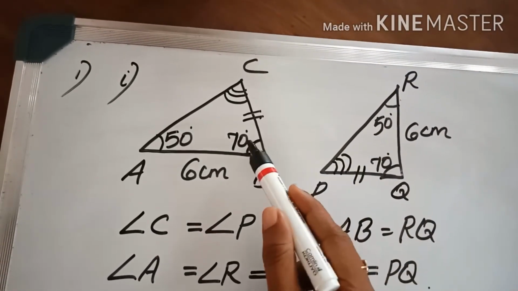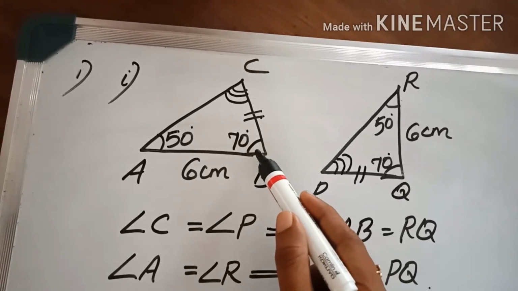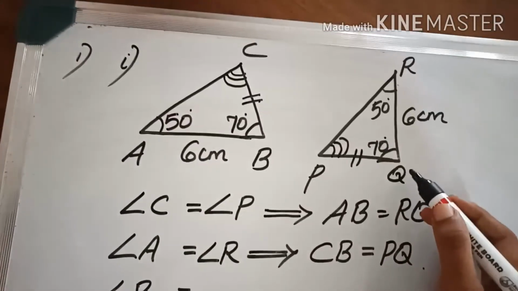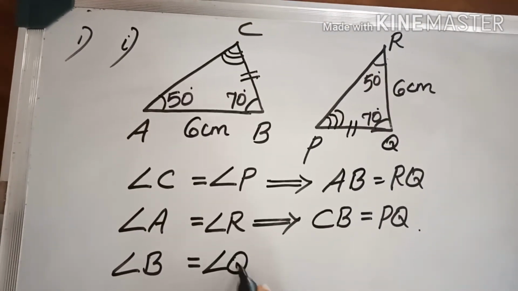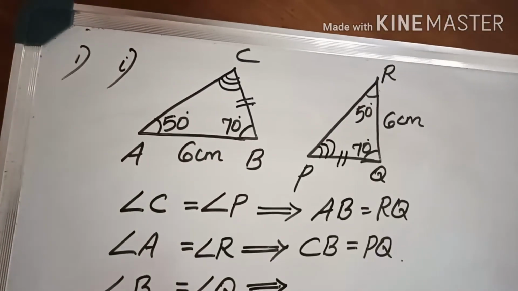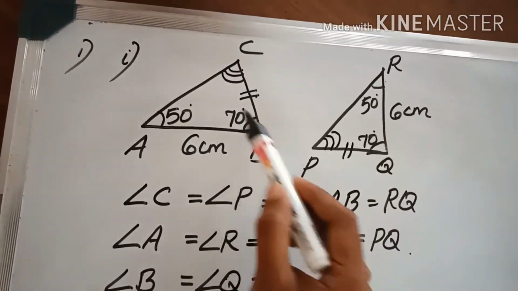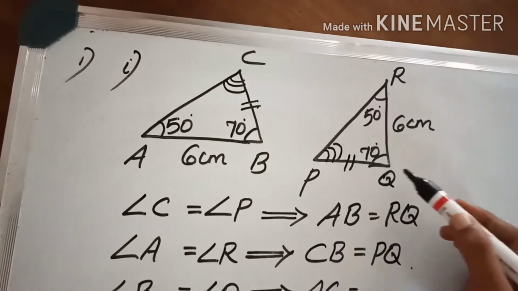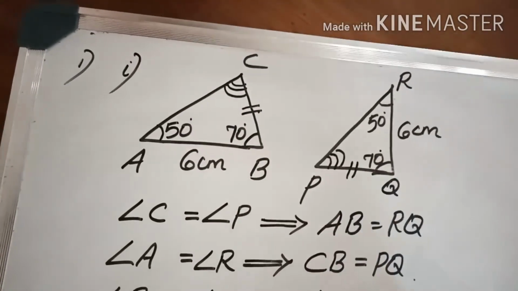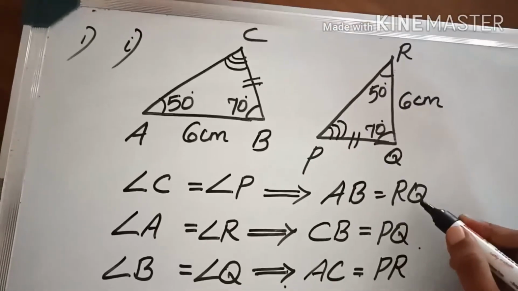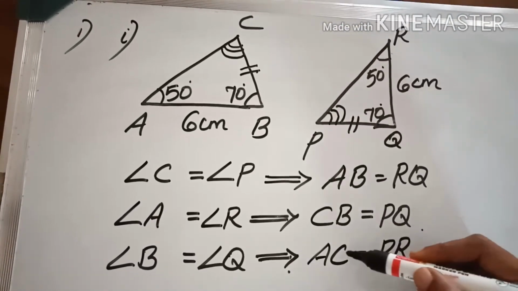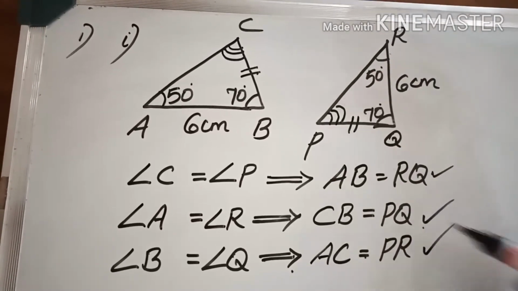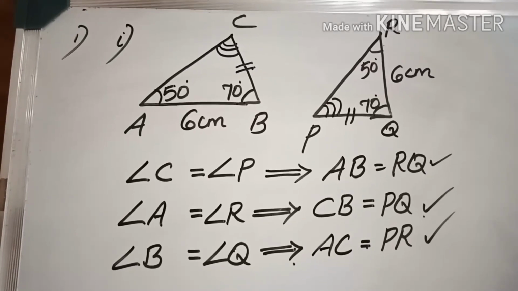Now the third side. For that we consider the 70 degree angle. Angle B equals 70 degree, and here angle Q equals 70 degree. So angle B equals angle Q. That implies the opposite sides will be equal. Angle B's opposite side is AC, so AC will be equal to angle Q's opposite side, PR. So AB equals RQ, CB equals PQ, AC equals PR. These three are the equal sides. So this is the answer.